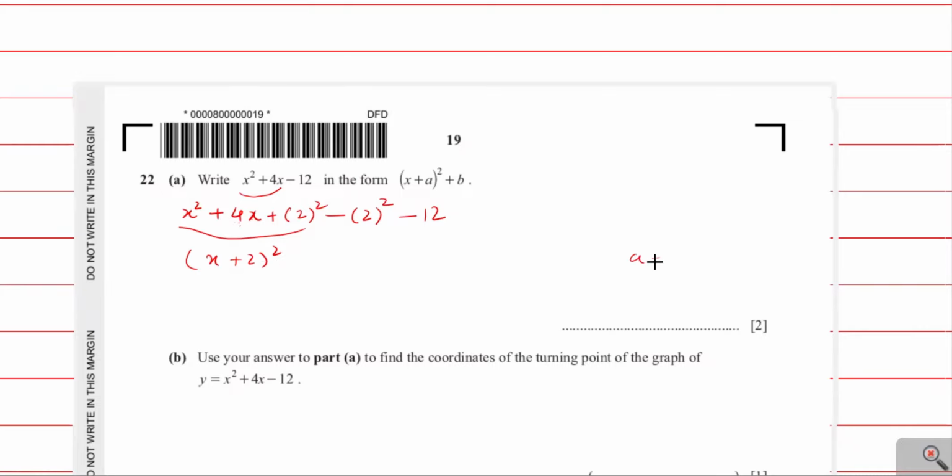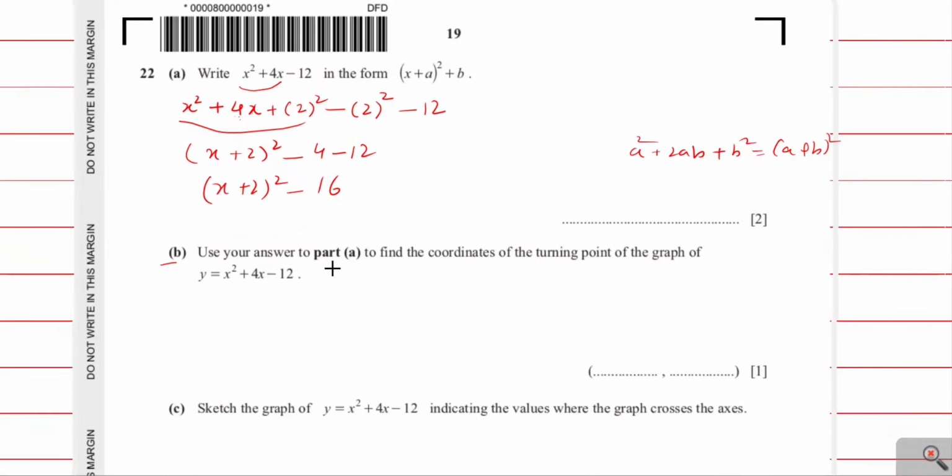We use the identity a square plus 2ab plus b square equals (a plus b) whole square. And minus 2 square we write as it is, and minus 12 we write as it is, and this is (x plus 2) whole square minus 16.